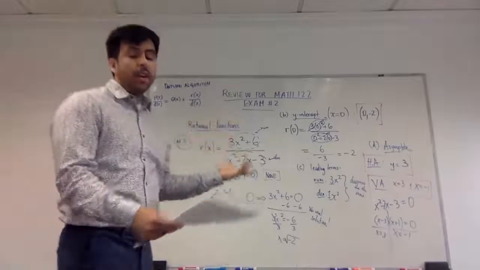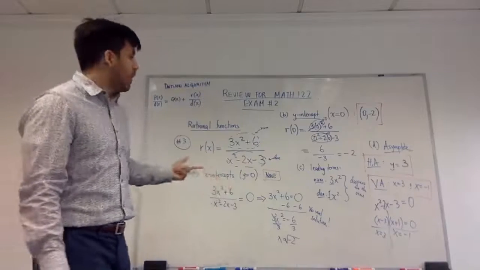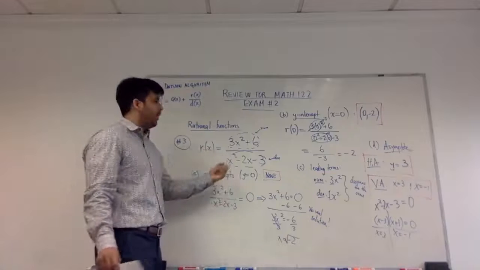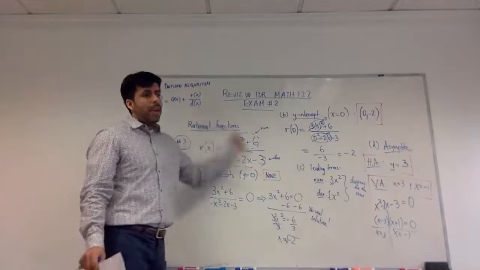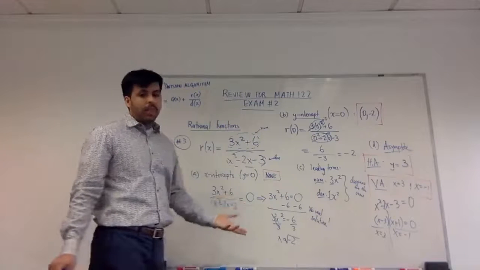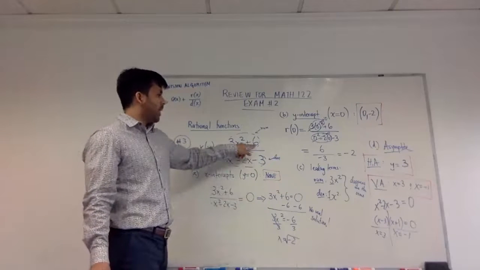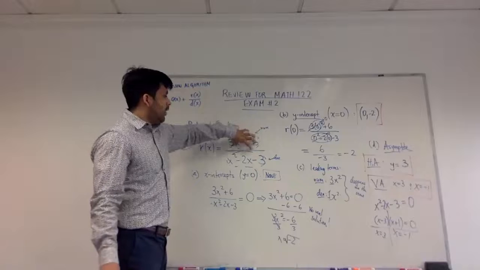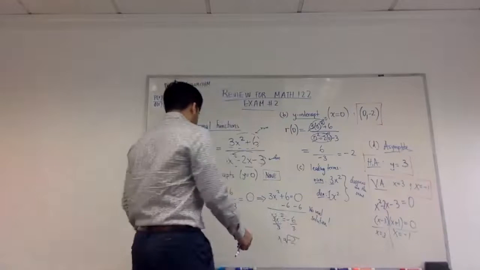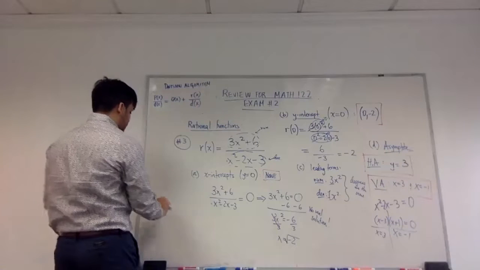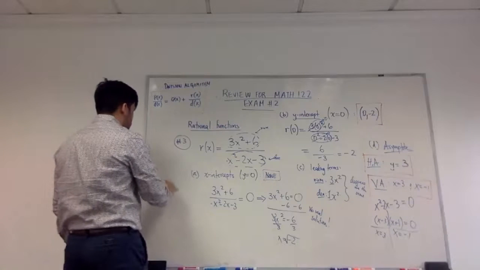Now, are there any holes in this rational function? The only time there's a hole is if there's some factor in both the numerator and denominator that cancels out. But none of them cancel out, because it's 3x squared plus 6. There's no factor here that cancels with a factor there. So there are no holes. So part E, there are no holes.